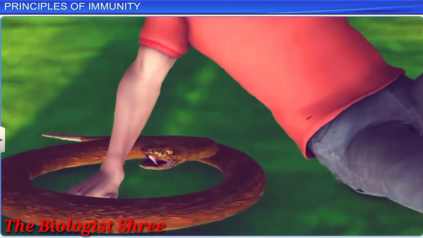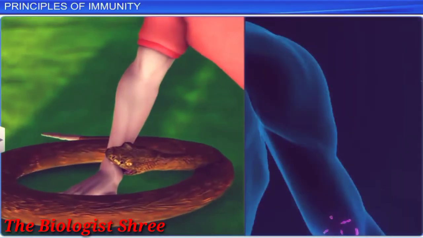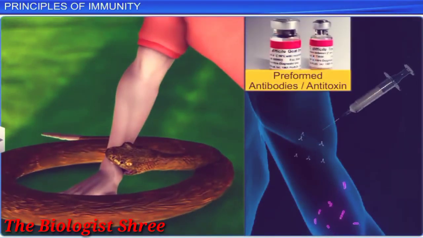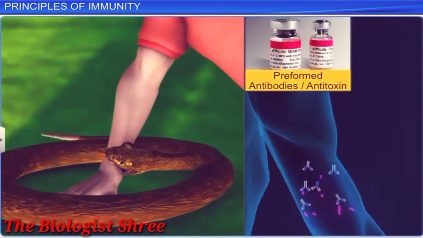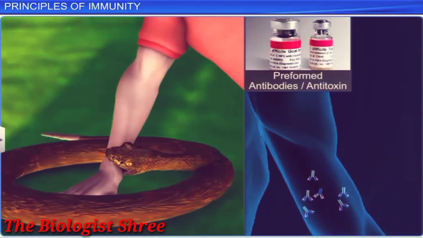It's the same with snake bites, where patients are injected with preformed antibodies or an antitoxin, which is a preparation of antibodies against the snake venom. This type of immunization, involving preformed antibodies, is called passive immunization.